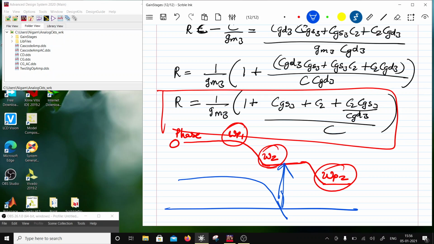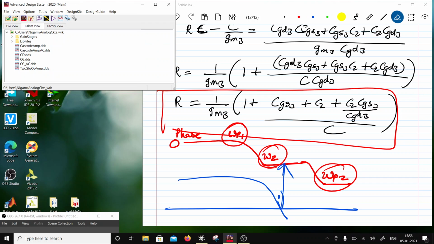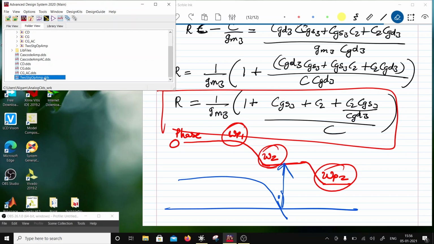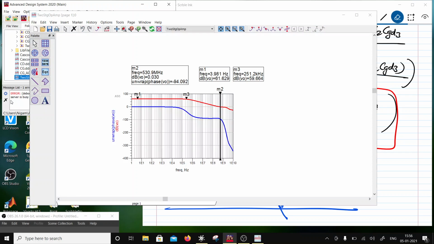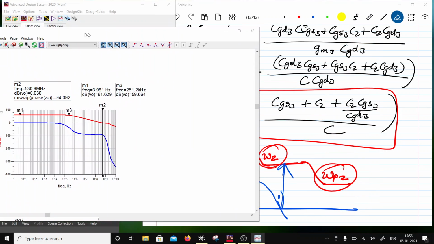So if you look at the op amp compensation, which I'll just open, you will see a similar response of an op amp. Okay, sorry about this. So you see here, this is what is happening over here, right?